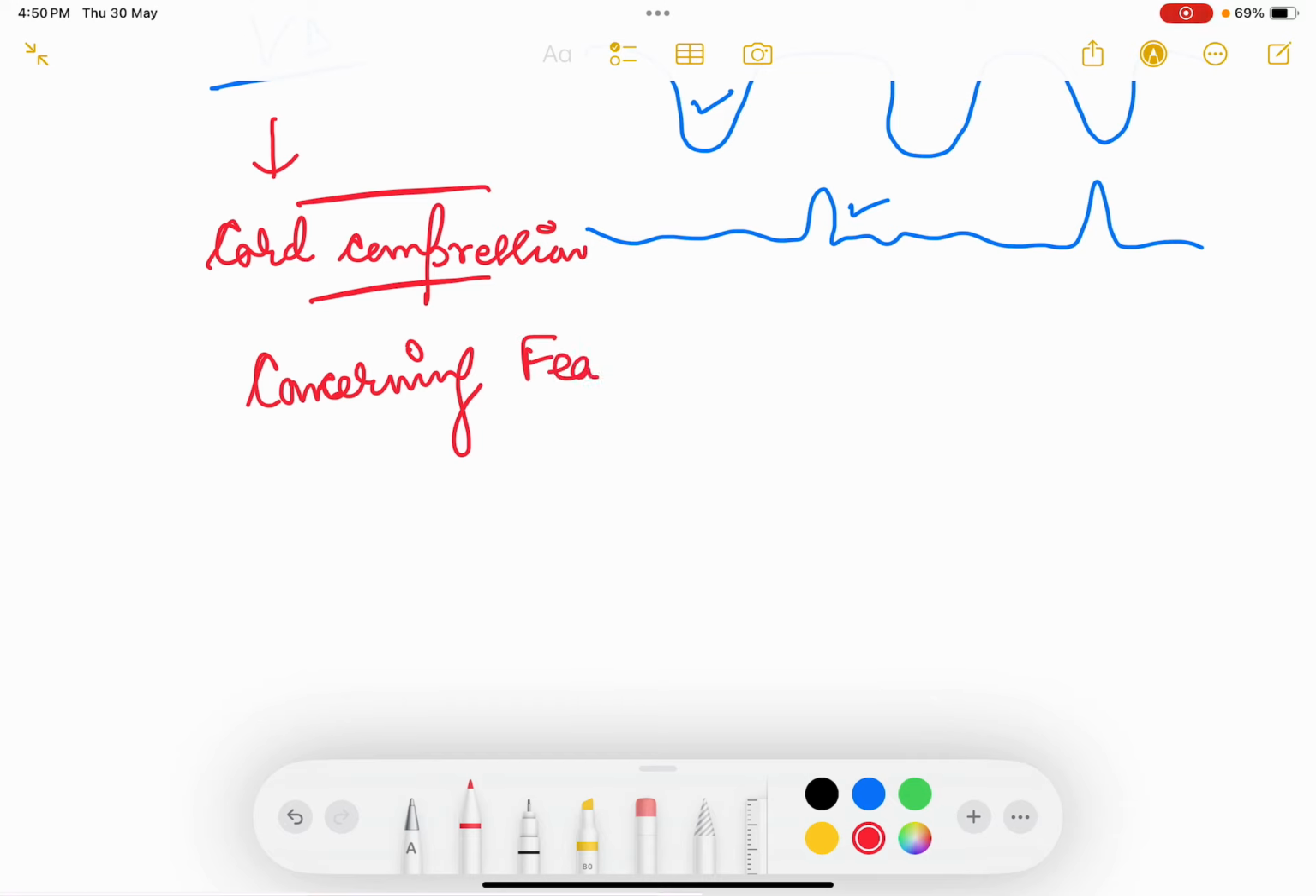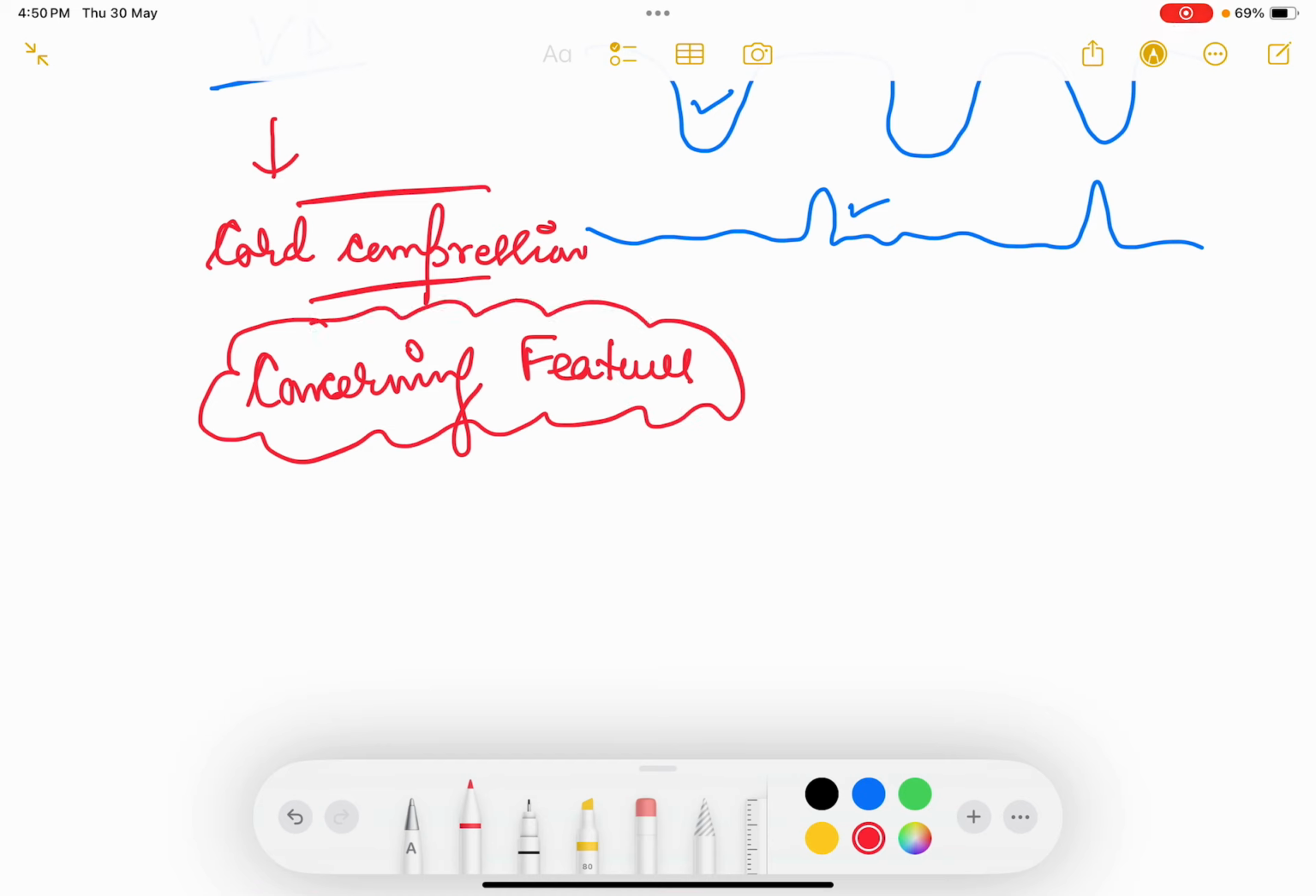Now these are 5 concerning features which if present, then you say that this variable deceleration is bad. But if these concerning features are not present, then the variable deceleration is not bad or worrisome. What are the 5 concerning features? Number 1, one deceleration, that is the variable deceleration, is lasting for more than 60 seconds, more than 1 minute. Then it is very worrisome, because then the baby will develop hypoxia.